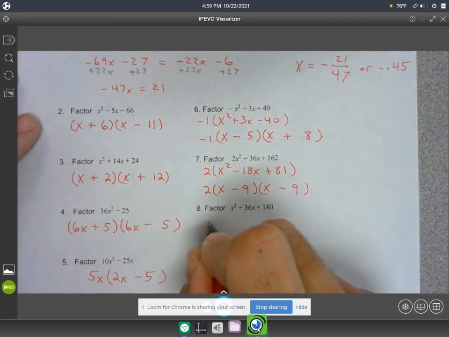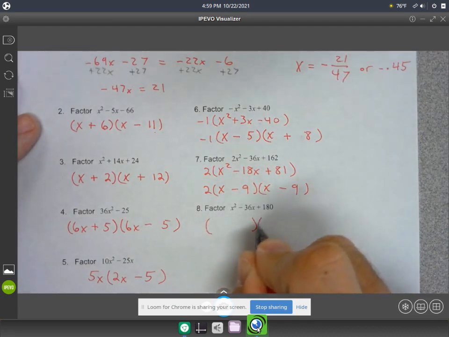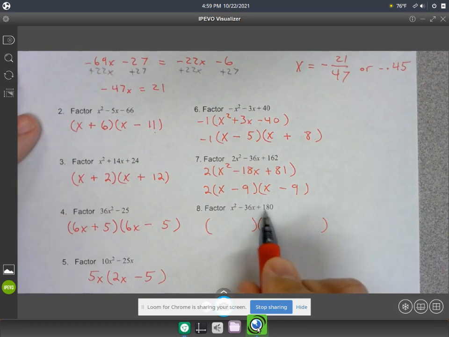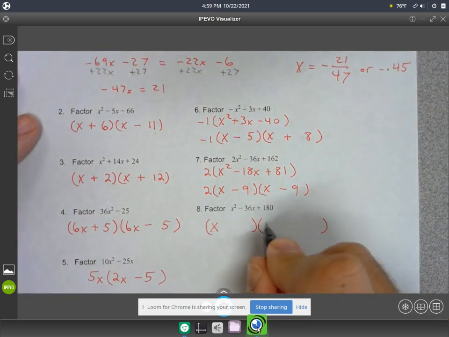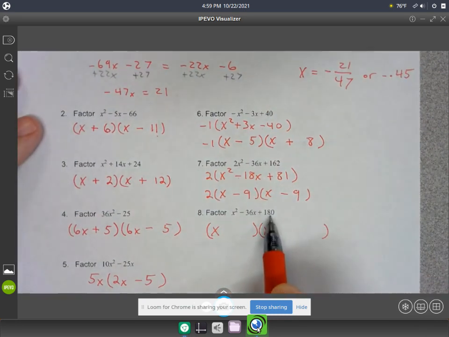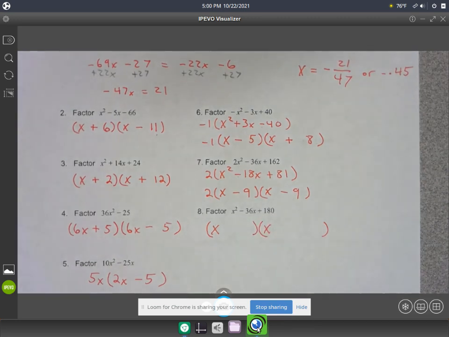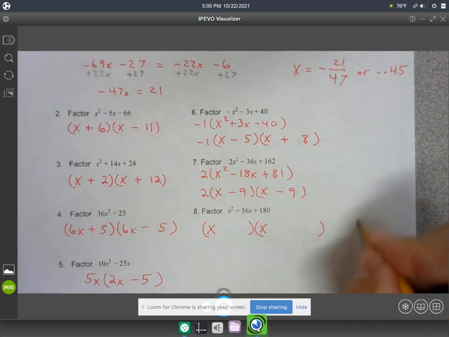So number 8 is pretty straightforward. It's just the problem is that your C term is big. Okay, I need two numbers that multiply to 180 and add up to 36. Like there's a lot of factors for 180. So I'm going to list them out real quick.